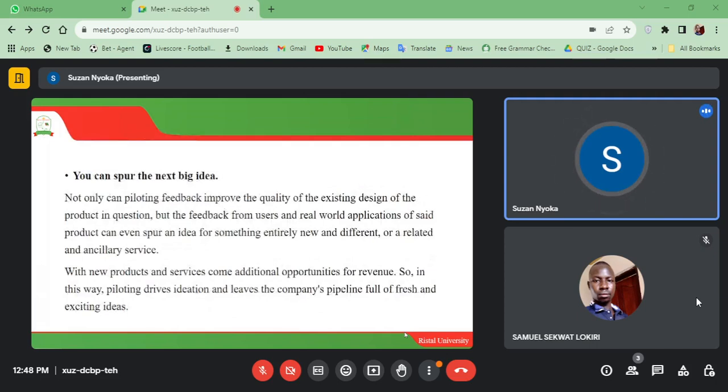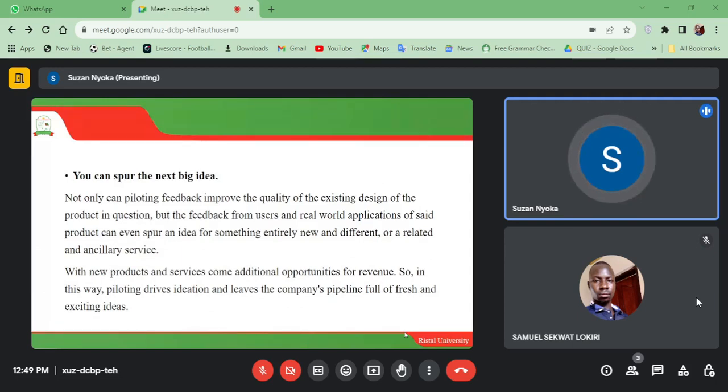And then you can spot the next big idea. Not only can piloting feedback improve the quality of the existing product and its real world applications, it can inspire an idea for something entirely new or different, or an altered and auxiliary service. During the piloting, as you create your products, your consumers can come up with a new idea. They can ask, can you change this to this? Can you add this? It could lead to an entirely new product, or give you new ideas for your next product refinement.